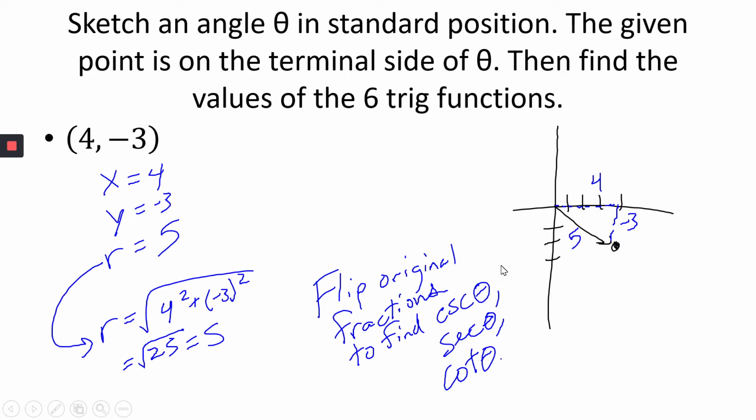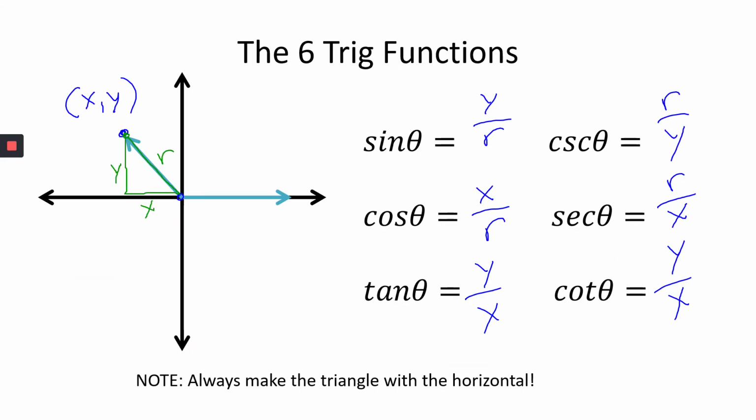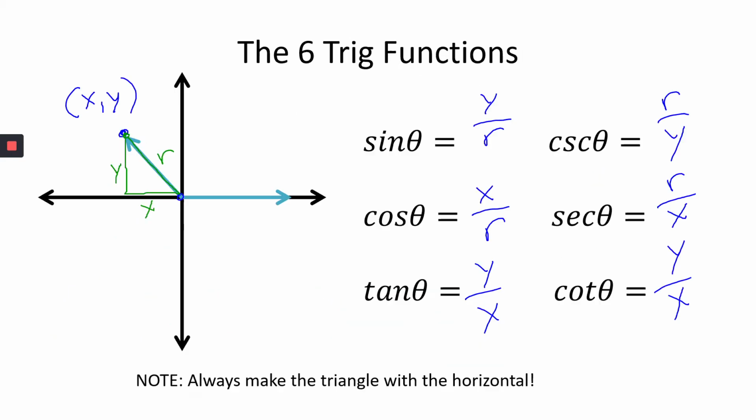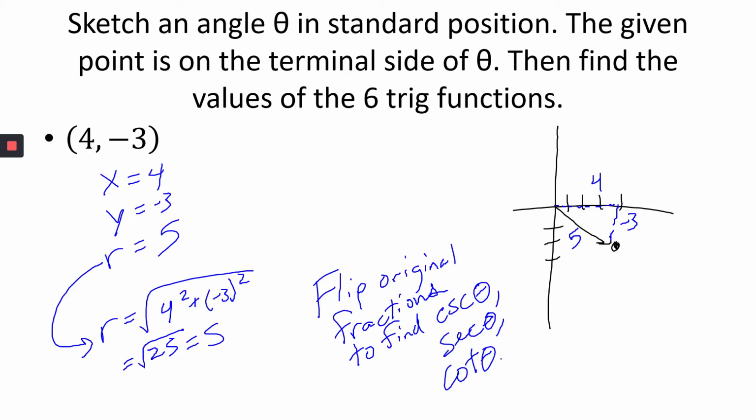And then it says to find the values of the 6 trig functions. Now here's what you want to do. You want to find the original 3. So you want to find sine, cosine, tangent. So find those 3 first. So y over r, so y is -3, r is 5. Cosine, 4 over 5 for x over r. Y over x would be tangent. And then you don't want to really memorize the other ones. Just know that they're the reciprocals of sine, cosine, tangent. So I rarely look at the second group very often. It's more so the first group, and then you just do their reciprocals.